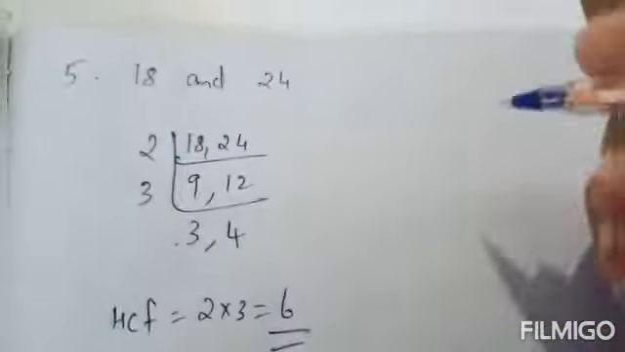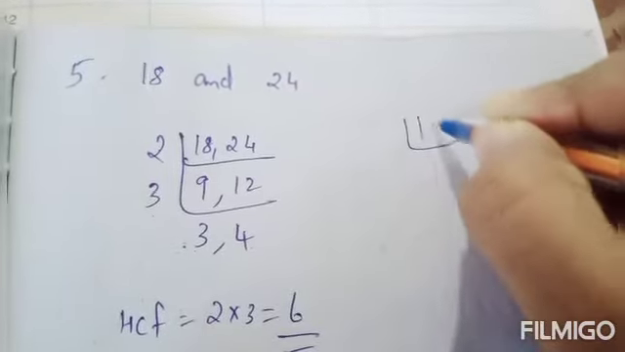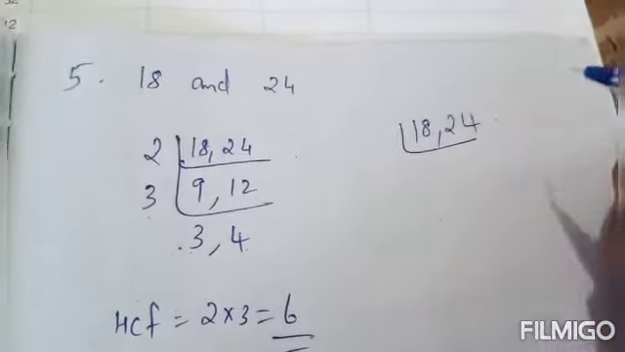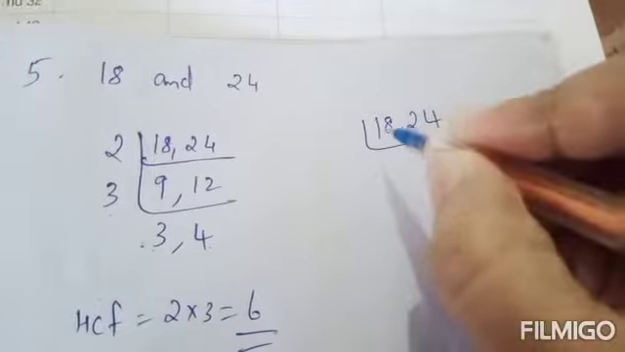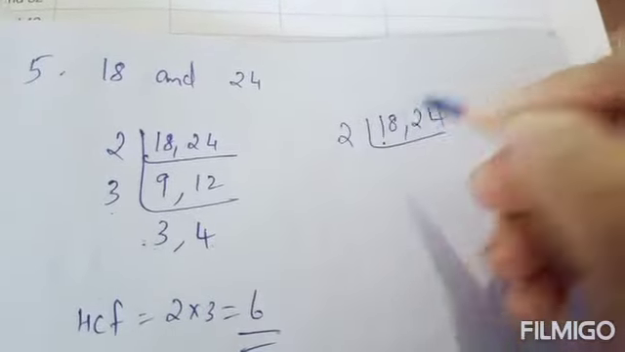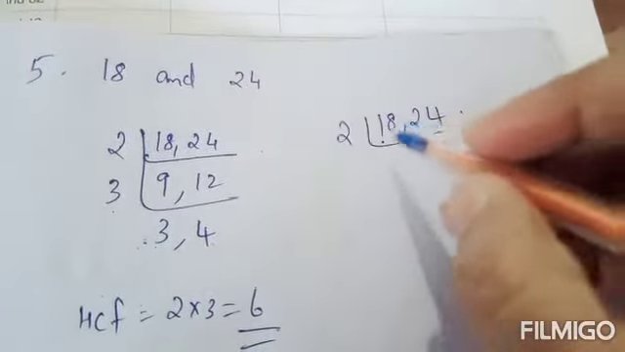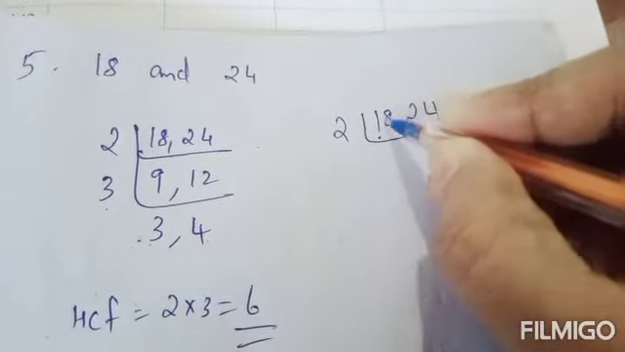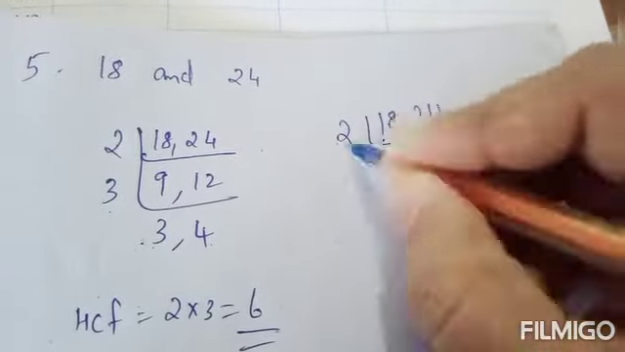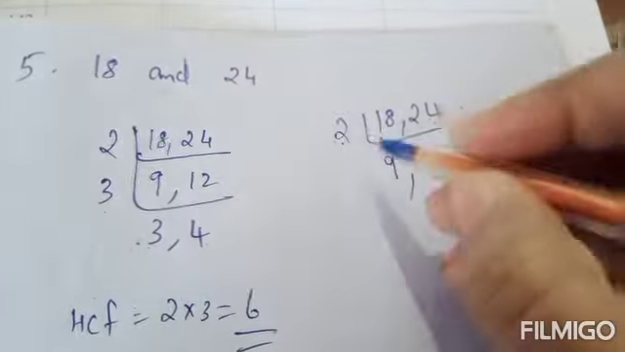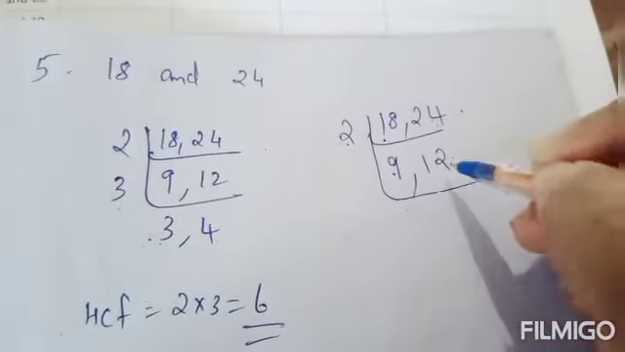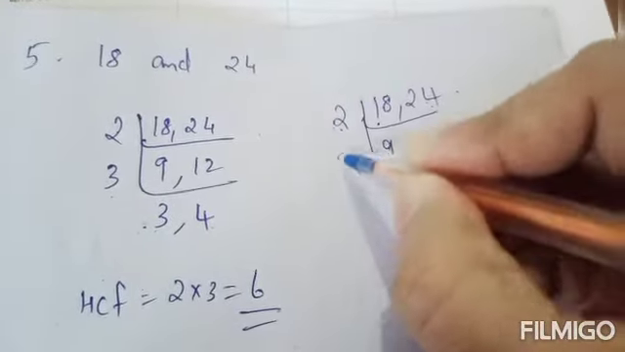Okay, next LCM you need to find. So you can use the prime factorization method. So 18 and 24 are divisible by 2, so you can divide by 2. 18 divided by 2 is 9. 24 divided by 2 is 12. Okay, 9 and 12 you can divide by 3.